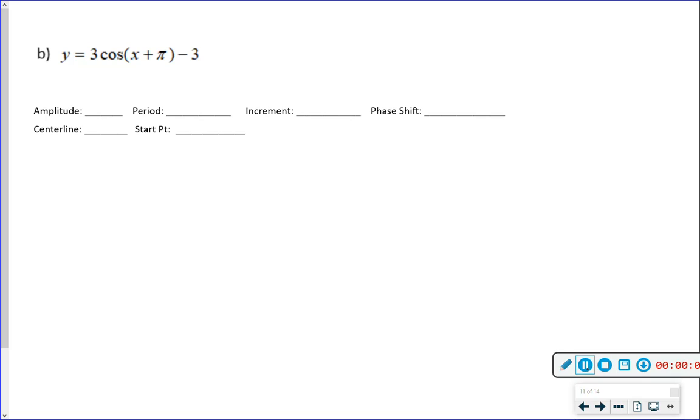Graph, of course. Remember, all the info is the same for sine and cosine. Amplitude is the absolute value of A, the absolute value of 3. Period is 2 pi over B. B is always the coefficient in x, regardless of which function we're on. So 2 pi over 1. I'm just going to put 2 pi. Okay, increments. Period divided by 4: 2 pi divided by 4, pi over 2 when we reduce it.